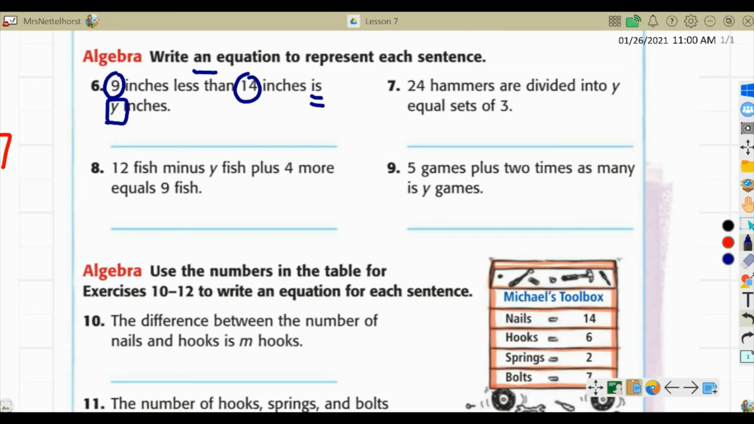Okay? Let's look at number 7. 24 hammers are divided into y equal sets of 3. So I have 24. I have equal sets of 3. Okay, and I see divided, and my unknown is y.